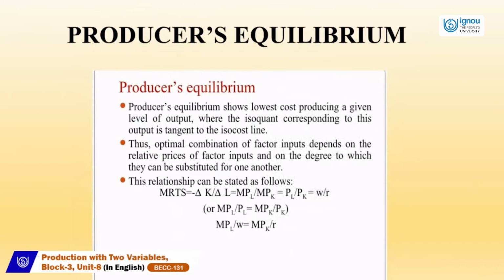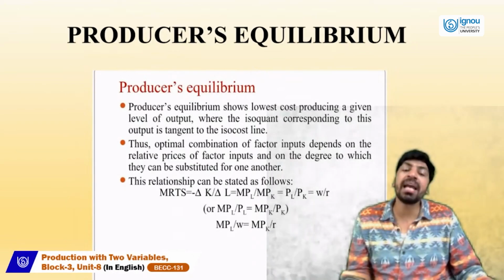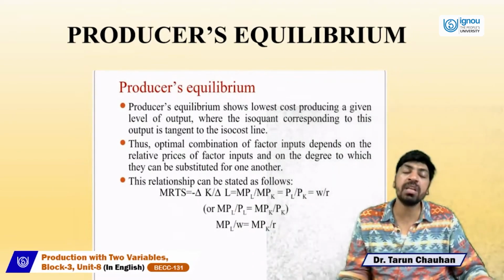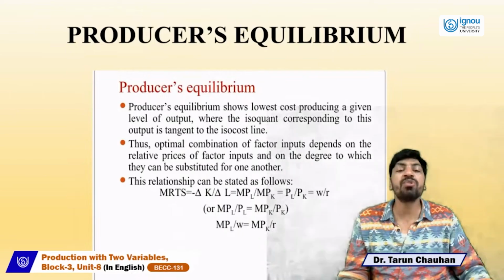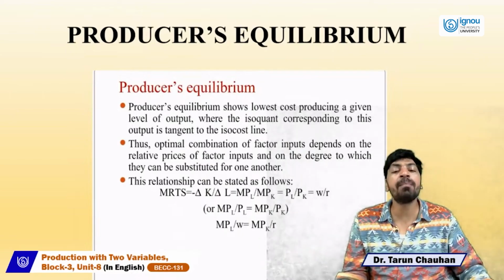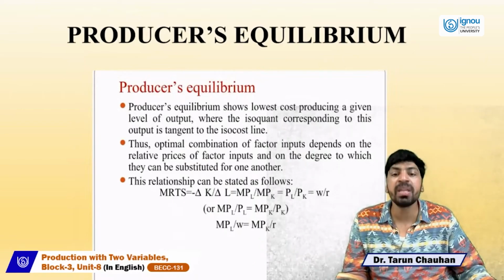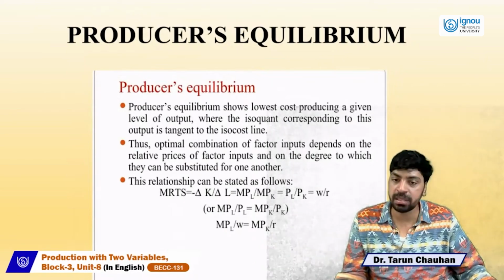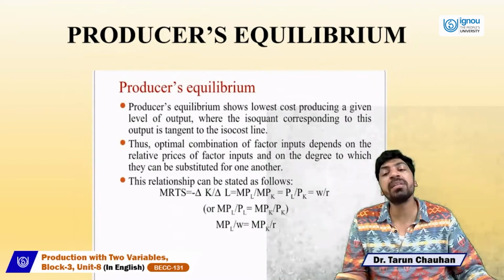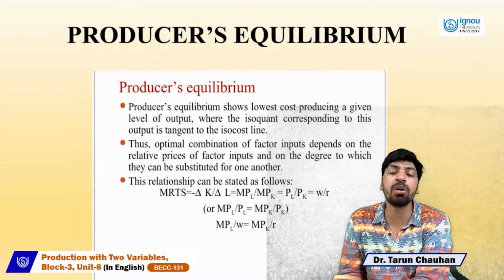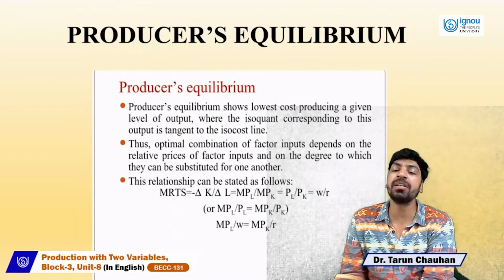So that is called the producer equilibrium, which is tangent to the isocost line output. They are both substitutes for each other, and as a result this substitution shows a relationship in the form of MRTS, which refers to minus delta K by delta L, that stands for MPL by MPK. MP stands for marginal product, which also equals the price of labor over the price of capital, and ultimately is equal to the slope of the isocost line, that is wages by interest.